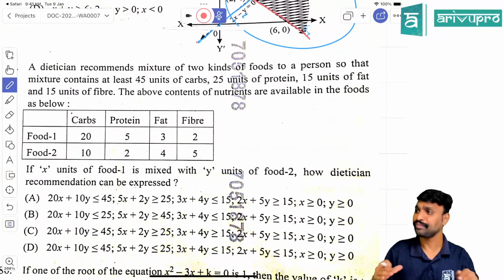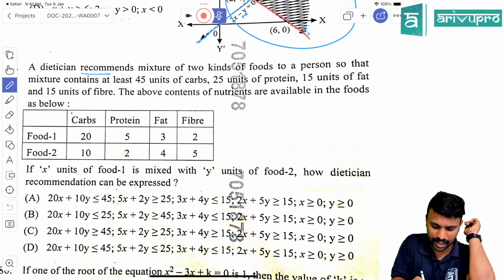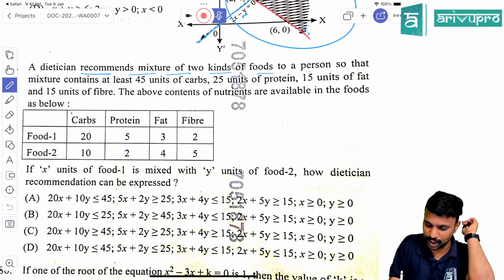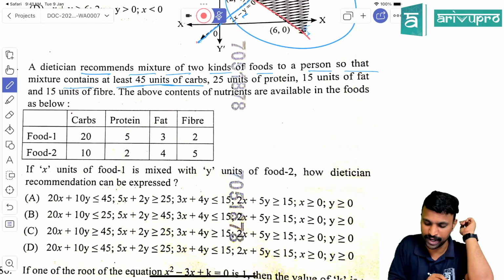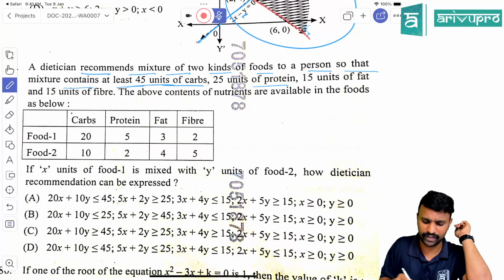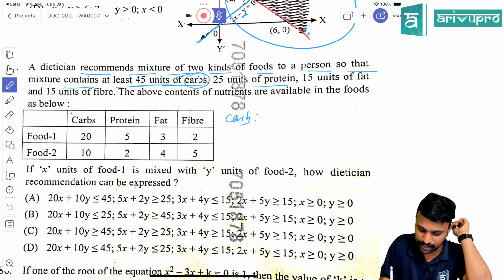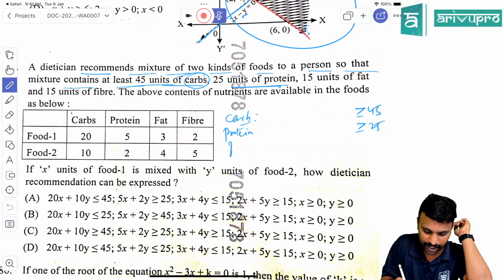Have you understood? Next question: a dietitian recommends the mixture of 2 kinds of foods to a person so that the mixture contains at least 45 units of carbohydrates, 25 units. See, they have given the condition for carbohydrates. For carbs, what is the condition? At least 45, that means more than or equal to 45. Then for proteins, they have given the condition at least 25, that means greater than or equal to 25. And fat, it should be greater than or equal to 15. And fiber also greater than or equal to 15.